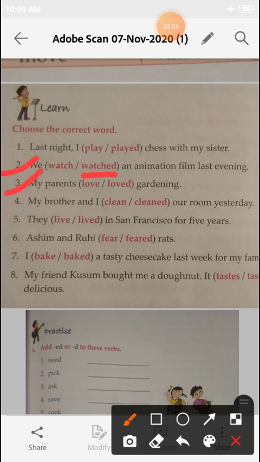Third, my parents loved gardening. Loved is the correct word. Question 4. My brothers and I cleaned our room yesterday. Cleaned is the correct word. Fifth, they lived in San Francisco for 5 years. Lived is the correct word. 6. Asim and Ruhi feared rats. Feared is the correct word.